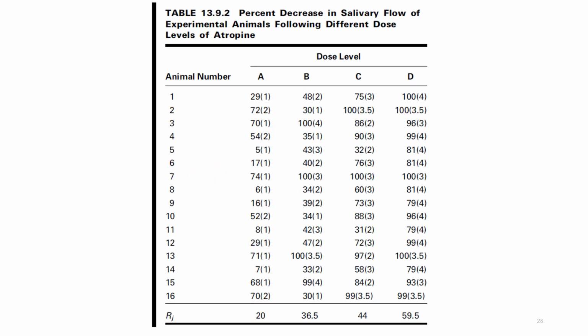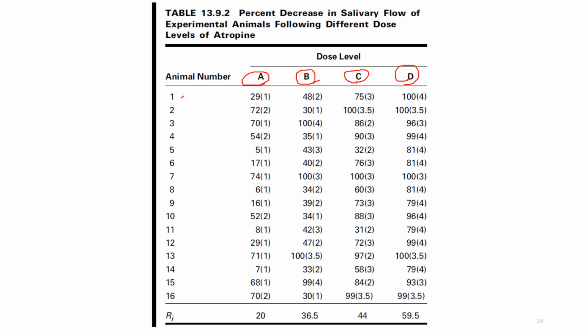Here we have the data. We have 4 groups and the number of animals is 16. This value is taken from the percent increase in ciliary blood flow of experimental animals following different dose levels of atropine. So we have atropine levels A, B, C, D, all different levels. Then we check the ciliary blood flow as a percent change by applying those levels. Then there is all the data here.